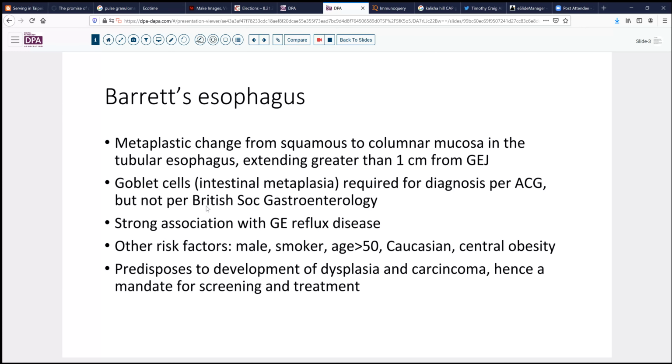No matter how you define it, this is a disease that's strongly associated with gastroesophageal reflux and in certain circumstances has other risk factors, which would include Caucasian ethnicity, older age, smoking, and so forth. And the most important thing is that this predisposes to the development of dysplasia and subsequent carcinoma, and therefore is a mandate for regular screening and various treatment interventions to reduce that risk and to reduce that incidence.